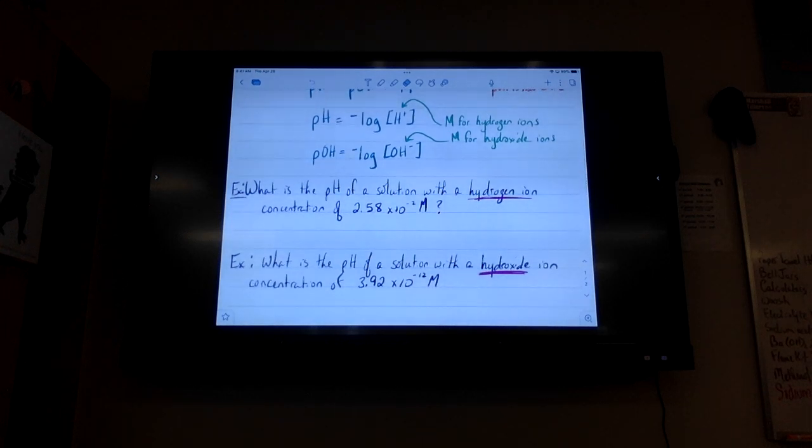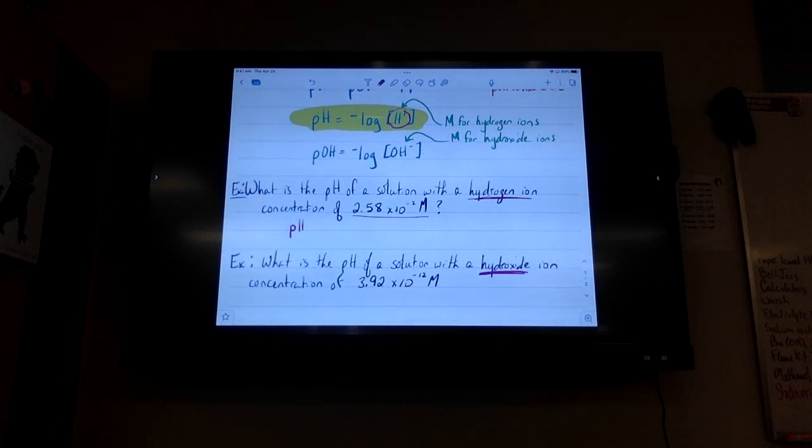So all you do is you're going to use this equation here for pH. See where it says right here, hydrogen ion concentration? That's where I'm going to put this number. And then I'm just going to hit enter. So you do that on your calculator, and I'm going to write that out.